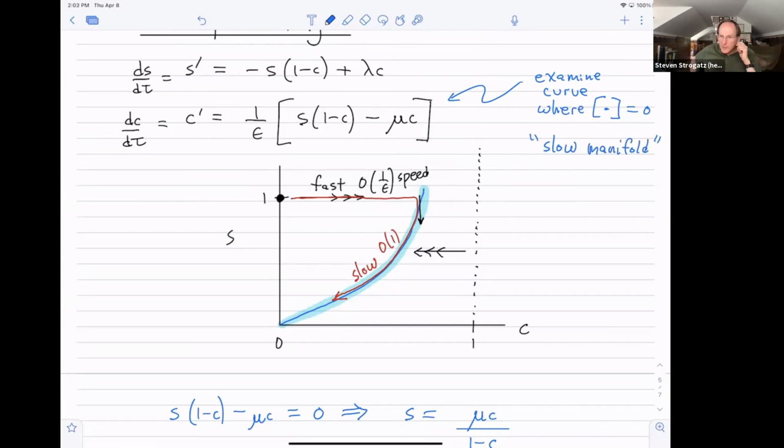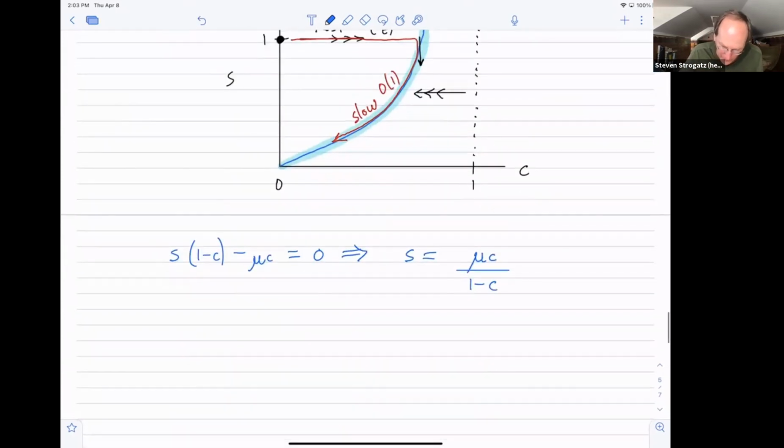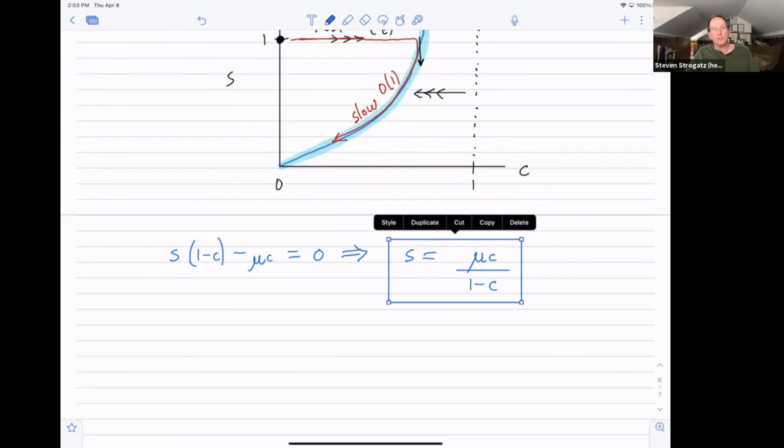You might wonder why you use such a fancy word as manifold. In higher dimensional problems, this would be a surface of some kind or even higher dimensional space. So it's a manifold. But here in this relatively trivial problem, it's just a curve. But it's a smooth curve, so it's a manifold itself. Anyway, so we got this slow manifold, and after a short time, the system is confined to it. And so if we look at this equation in that light, this relationship that holds on the slow manifold is what people in biochemistry would call the quasi-steady-state approximation.